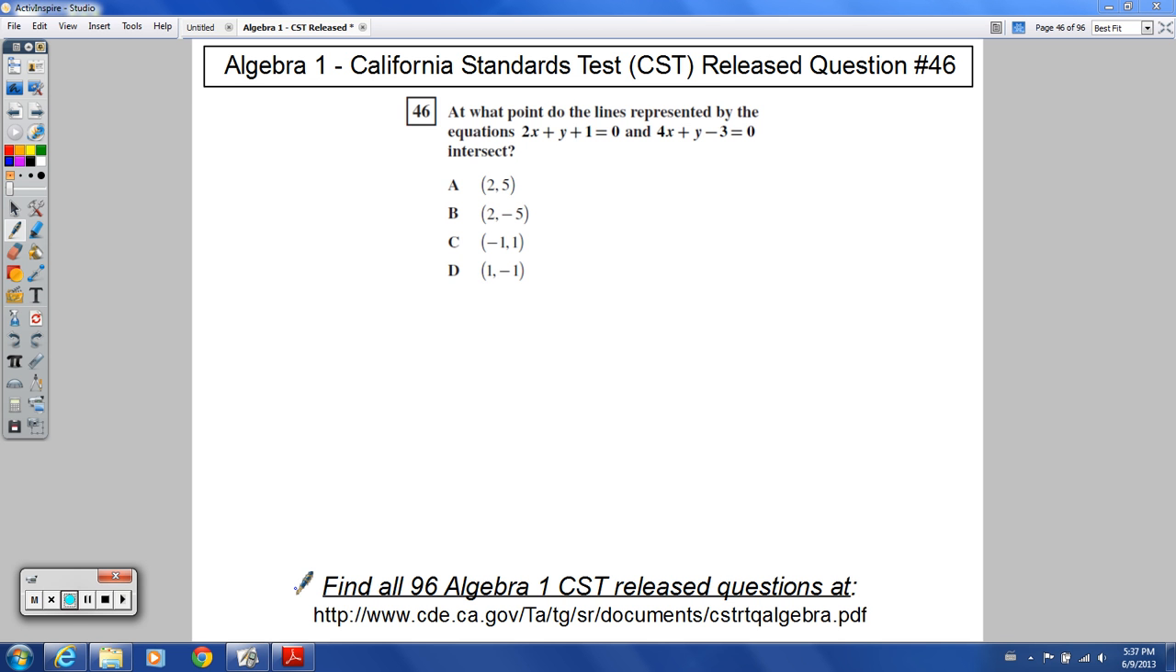Welcome to Algebra 1 release question number 46. It says, at what points do the lines represented by the equations 2x plus y plus 1 equals 0 and 4x plus y minus 3 equals 0 intersect? So this is another way of saying if you graph these, where do they cross?